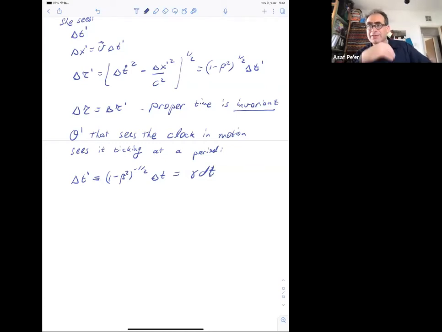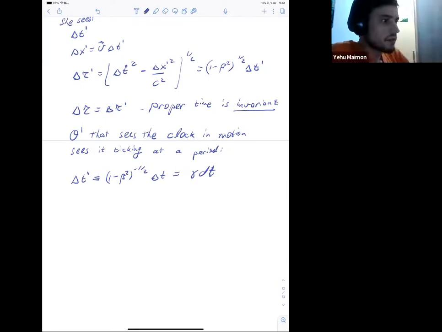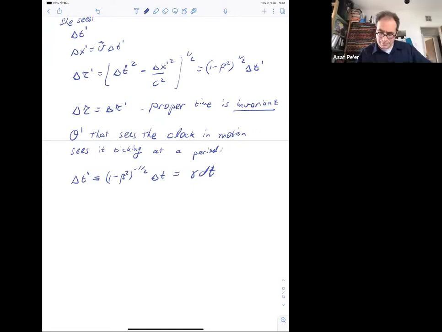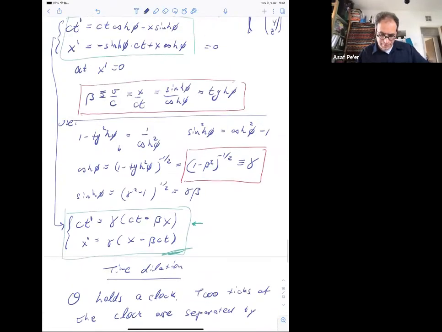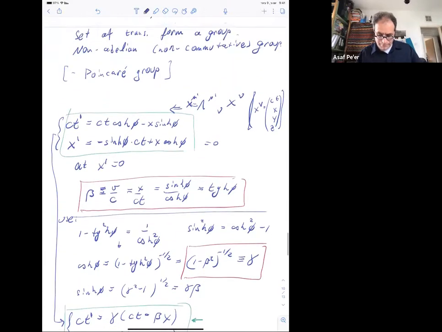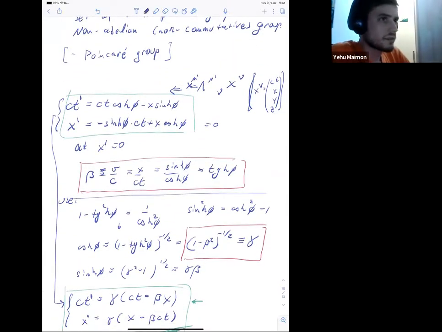Yes, I have a question. It's about the previous example, when you took x prime to be 0. I have another question about it. If x prime is not 0, can you also get the Lorentz transformation?